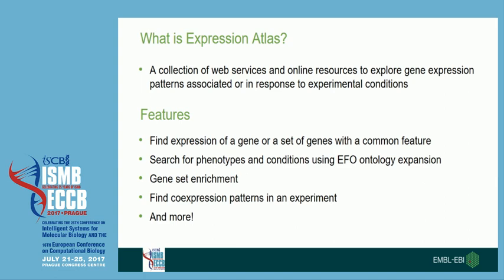You can find expression of a gene or a set of genes that share a common feature. You can search for phenotypes using experimental factor ontology expansion. There's also a search for gene set enrichment analysis that uses an API and provides a graphic display of the results. And also you can find co-expression patterns in an experiment. There are R objects that you can download and integrate into your R session. We also offer pre-computed clustering analysis in PDFs and many other things, of which I'm going to show you a few highlights.